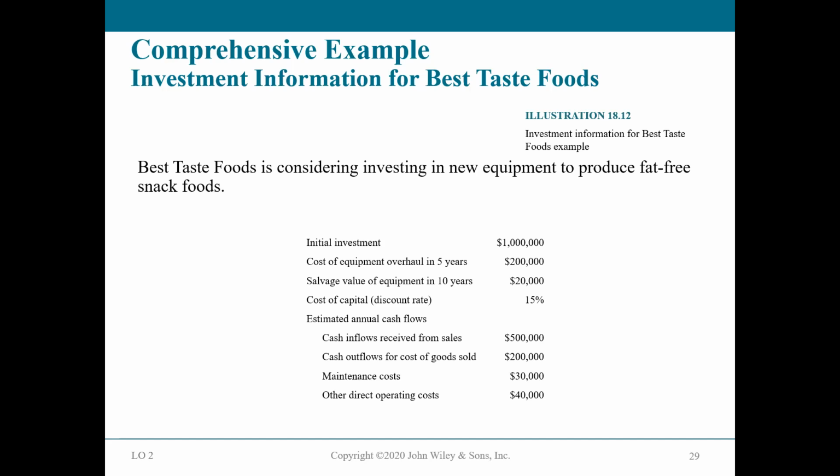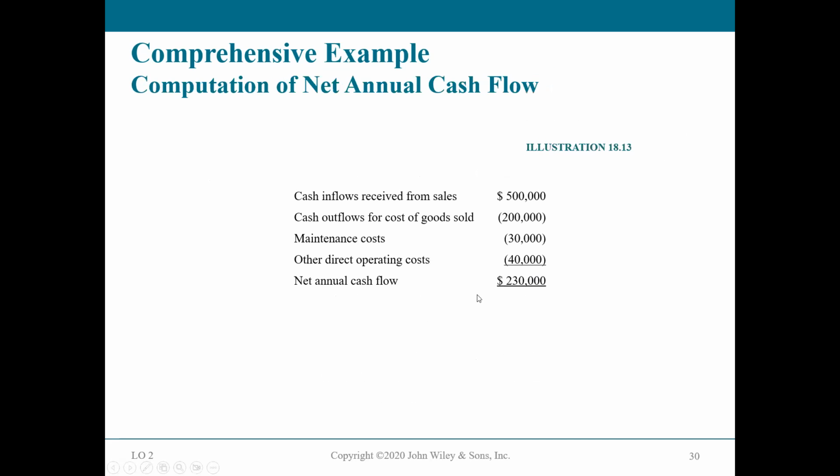Annual cash flows are a $500,000 inflow from sales, $200,000 for cost of goods sold, $30,000 for maintenance, and $40,000 for other direct operating costs. So first of all, we need to compute our net annual cash flows. So this is the annual estimated cash flows here. So we take the 500 less the 200, 30, and 40. So we have a total net annual cash flow of $230,000.